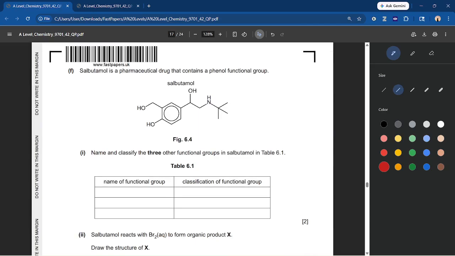Name and classify 3 other functional groups in salbutamol in table 6.1. So let's do hydroxyl. So hydroxyl will be primary. We've got alcohol. We've got another hydroxyl, but this one is secondary. And finally, we've got amine, which is all the way over there and is secondary.